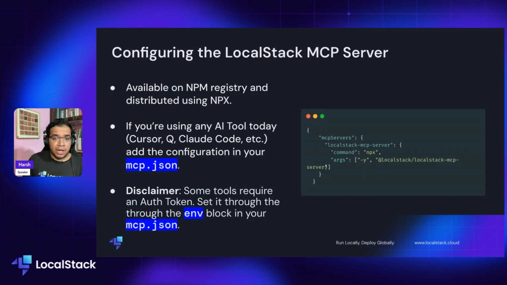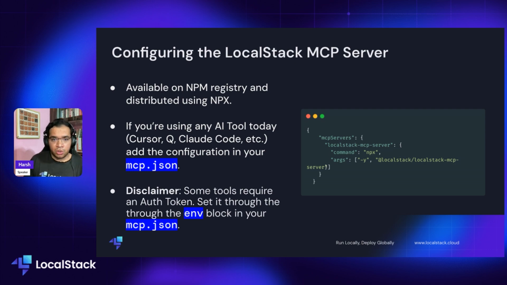So now the question would be, how do I get started with this? How do I configure this? And this is a super easy question. Our MCP server is available right on the NPM registry, and it is distributed using NPX. So all that you need to do is install Node.js on your local machine, and you can create an mcp.json file, but that totally depends on what MCP client you're using. If you're using Cursor, it involves going to your Cursor settings, going to MCP integrations, and adding this whole MCP JSON over there.